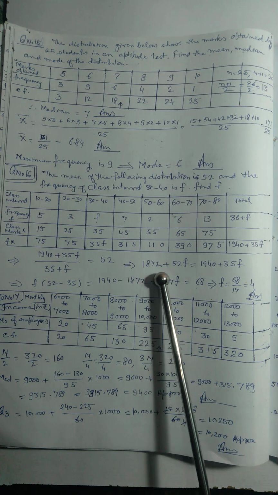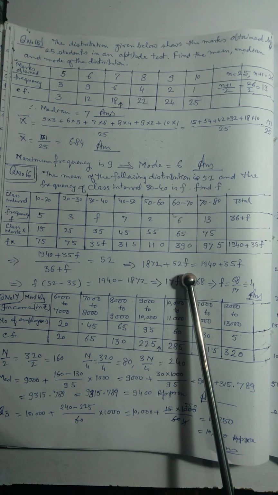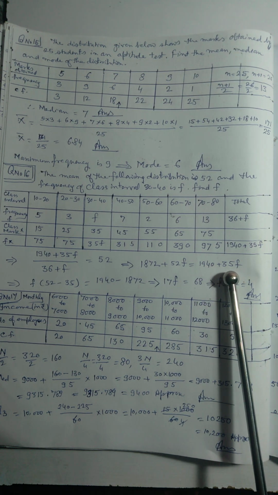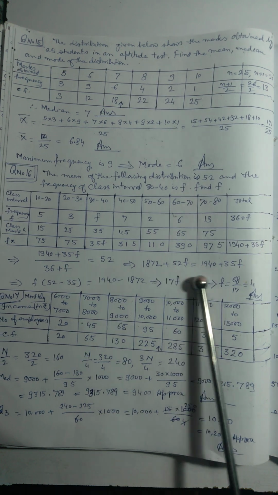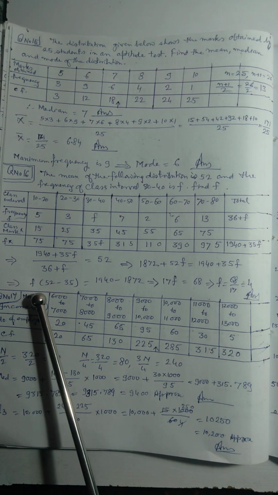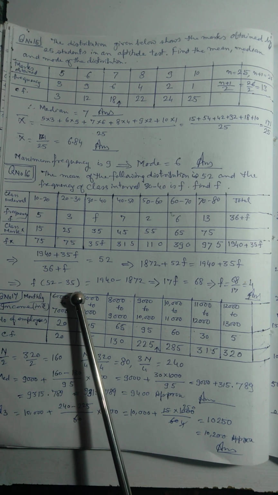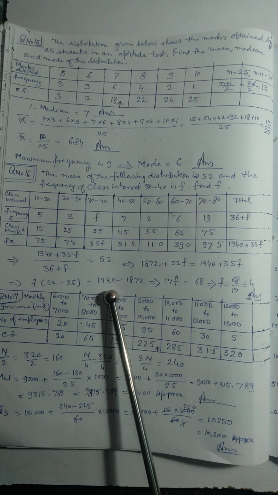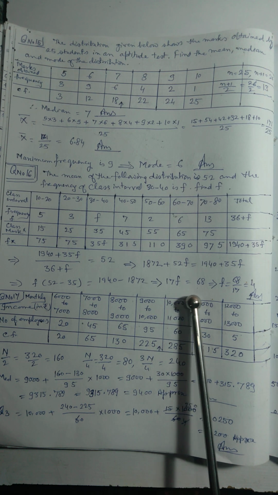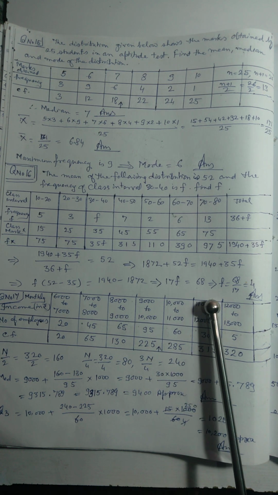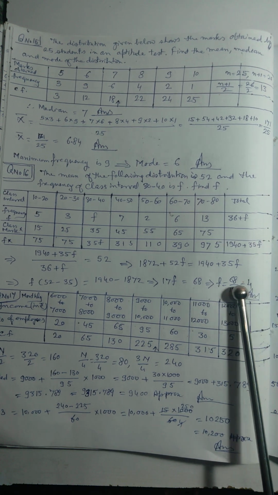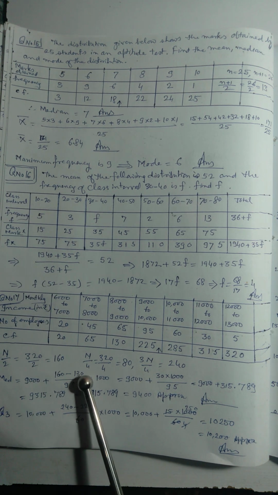So 1872 plus 52f, that will be equal to 1940 plus 35f. क्रॉस मल्टीप्लाई कर दिया हमने इसको. So take that f on one side, so f will be common. 52 minus 35 will be equal to 1940 minus 1872. So it will be 17f, that will be equal to 68. So f will be equal to 68 divided by 17 and it will be equal to 4. And 4 will be the answer of the question number 16.